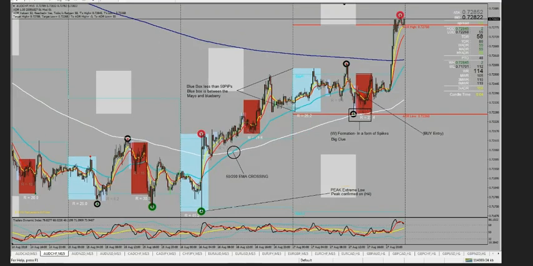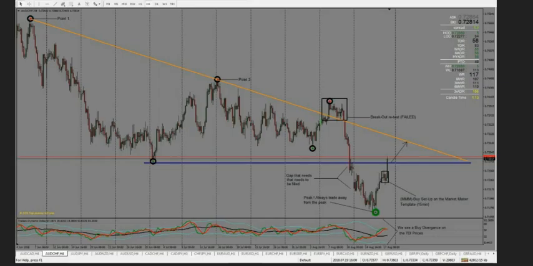So this area around here, this area around here. So now, as the market is rallying back up again, I expect it to go and test this resistance trend line.